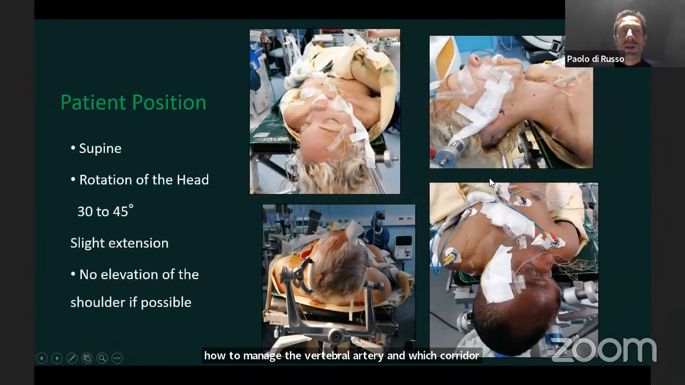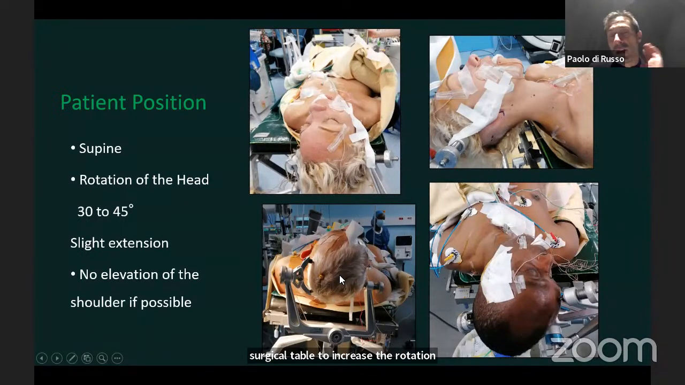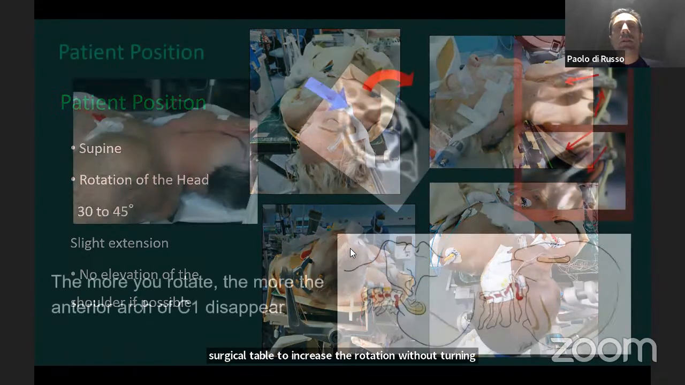So the patient is positioned in a supine position with the head rotated more or less 30 to 45 degrees, depending both on the neck of the patient and on the size of the patient, trying to avoid elevation of the shoulder as much as possible. As you can see here in the picture on the left inferior corner, you can use the rotation of your surgical table to increase the rotation without turning the head. For example, in a patient like this that already had the fixation previously.